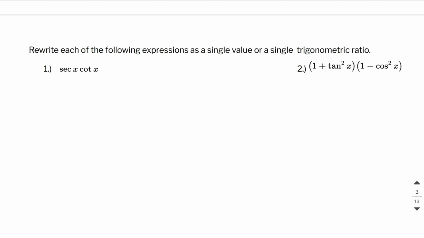Okay, so the question right here says, rewrite each of the following expressions as a single value or a single trigonometric ratio. So at the end, we're going to have equals, either a number or equals sine or cosine or tangent or secant, cosecant, so on and so forth.